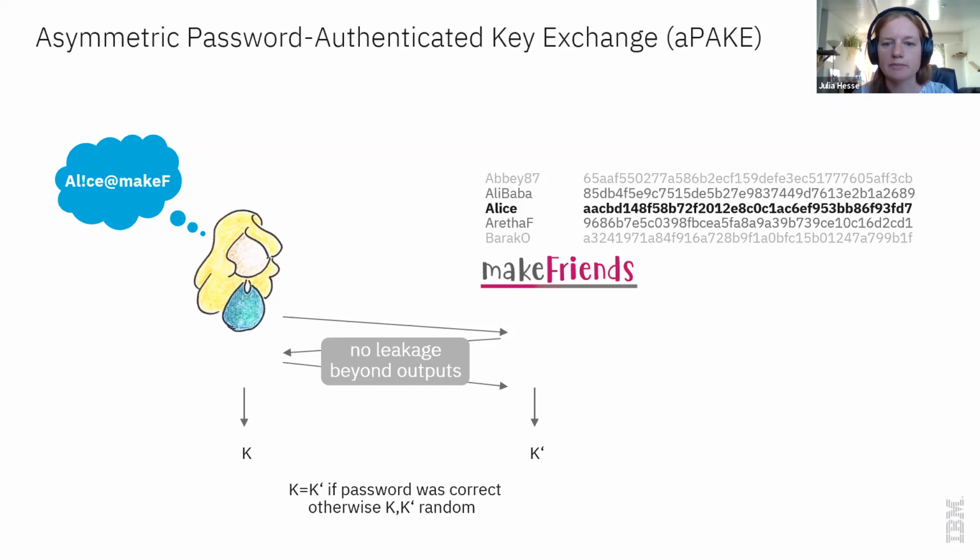And this primitive is essentially a good choice for applications where you want to verify a password in a secure way, because a crucial security property of asymmetric PAKE is that the server here does not learn which password Alice is using upon login.